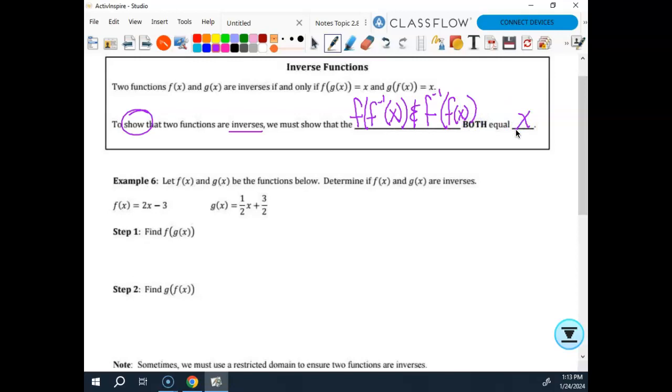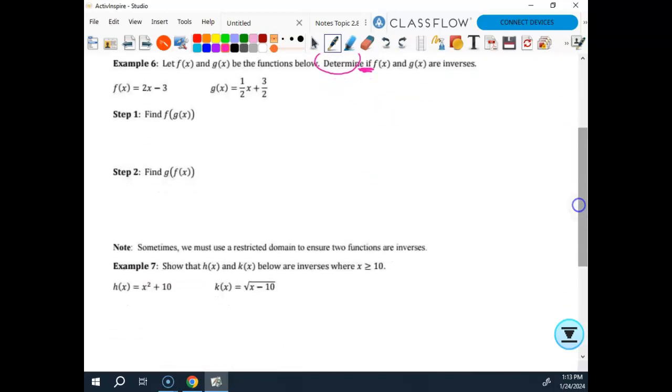And they can ask the question a couple of different ways. The first way here, it says let f and g be these functions, and they give them to me. This says determine if they are inverses. They're not telling me they are. They're saying, here's two functions, determine if they are. Tell me whether or not they are. So we're going to do that by the compositions. We're going to start by finding f of g of x.